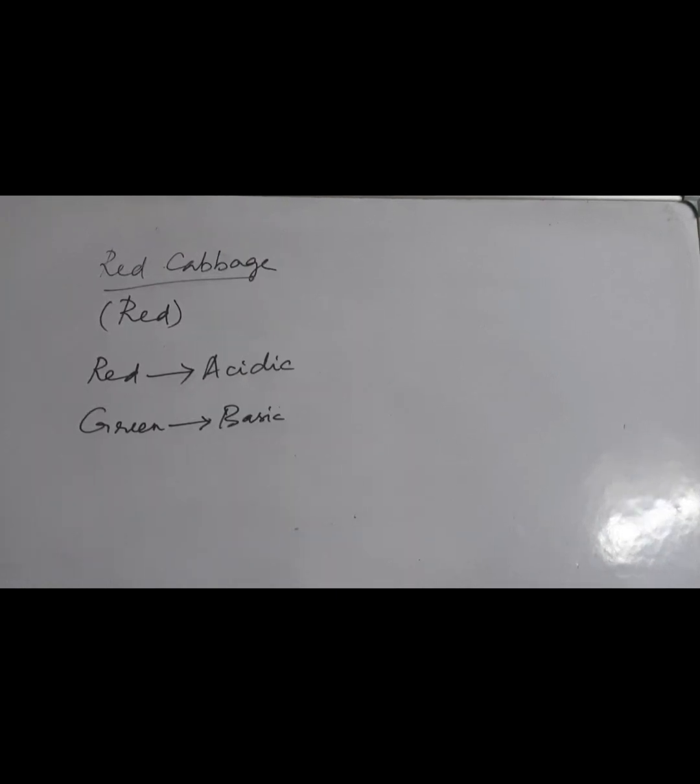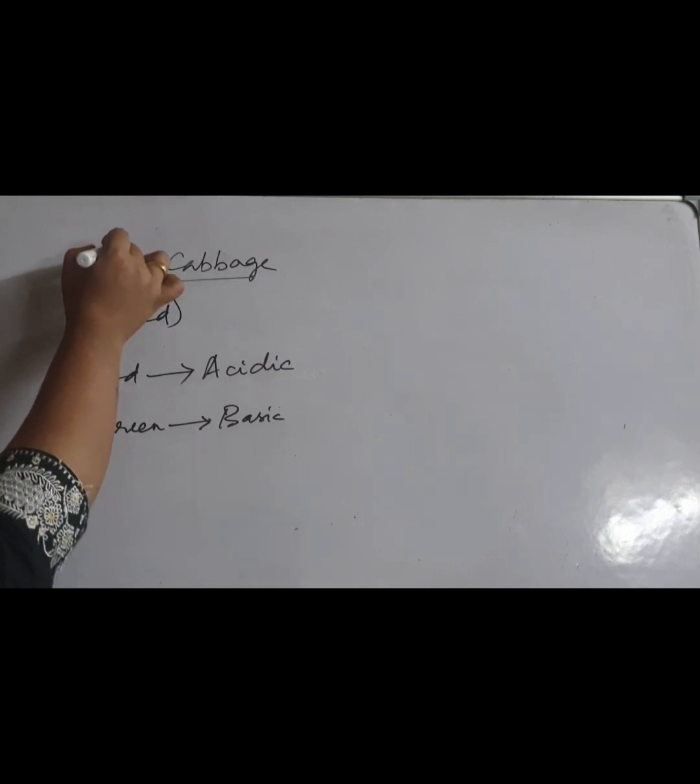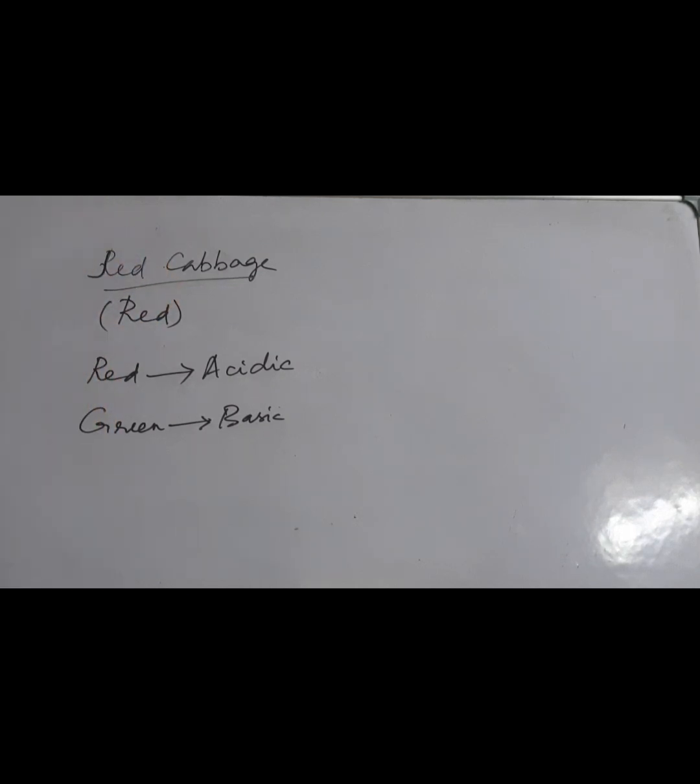Coming to the next natural indicator, that is the red cabbage. Okay, so red cabbage actually, practically it is not red, it will be purple in color. Since it is in the textbook also it's given red, you just have to learn the color as red. So red cabbage is having red color, and in acidic solution it will turn red, and in basic solution it will turn green. You just have to know what will be the color change.